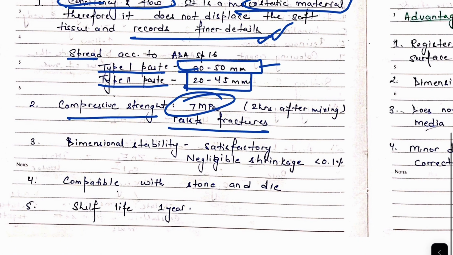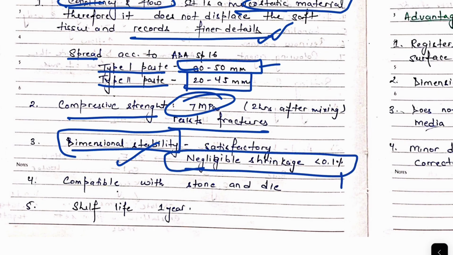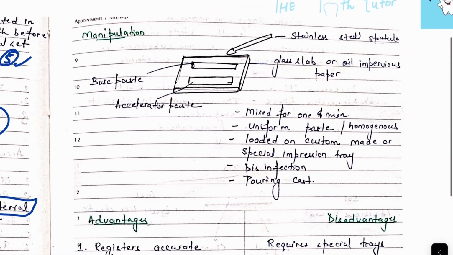Okay, dimensional stability, it is better than the impression compound. It has a negligible shrinkage of 0.1%. If you remember, the impression compound had a poor dimensional stability. Okay, so it is compatible with stone and die, so compatible with gypsum. Basically, the shelf life is nice, it is 1 year.